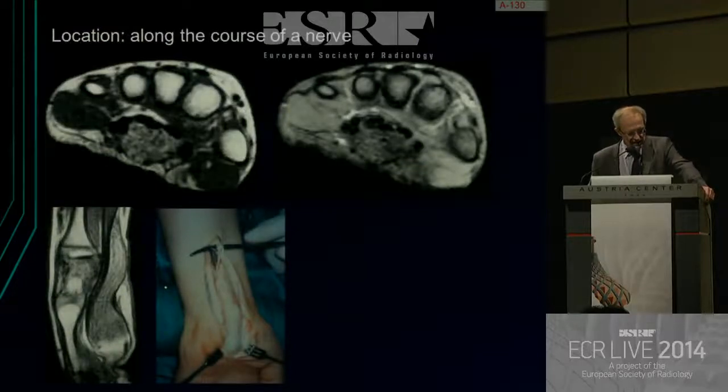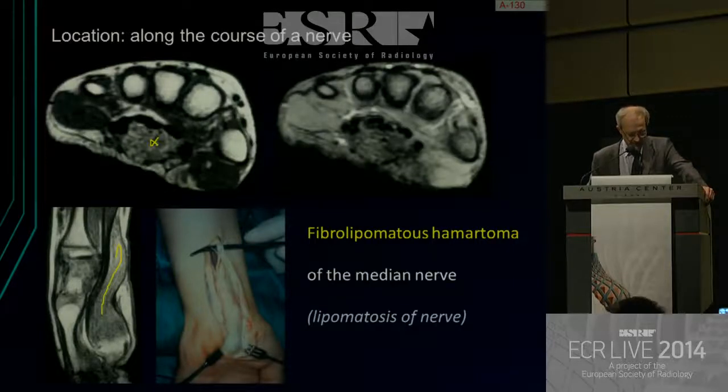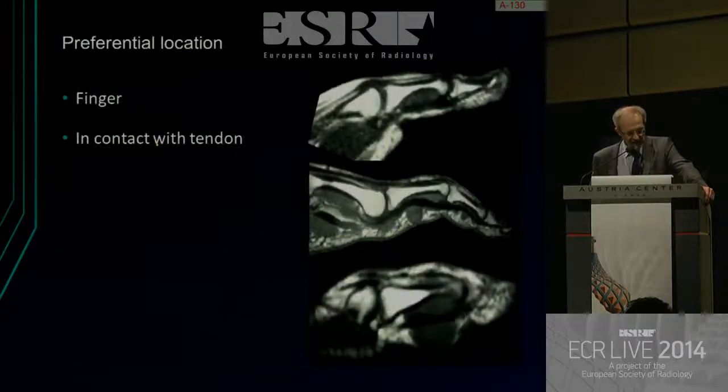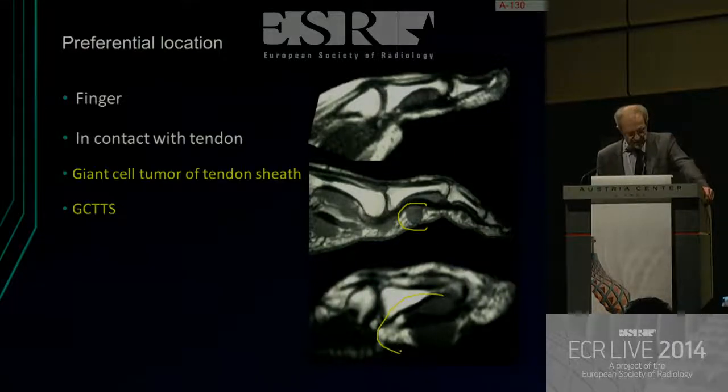Other location is along the course of a nerve, and you see a lesion with nerve fibers, but also with fatty tissue, high signal intensity on T1. The name is fibrolipomatous hamartoma, a lipomatosis of the nerve. And when you have an adult with a lesion in the finger, which has low signal intensity on T1 and low signal intensity on T2, you can make the diagnosis of a giant cell tumor of tendon sheath.